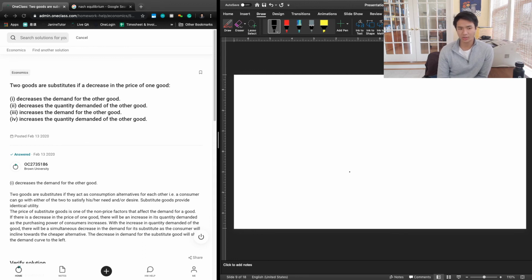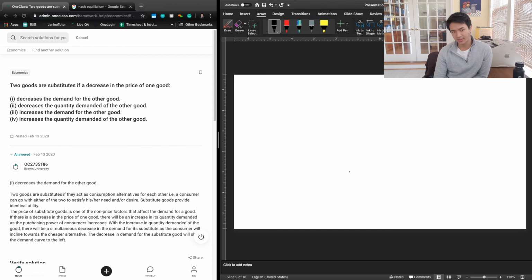So the first question is, are we dealing with demand or quantity demanded? And so when we're dealing with substitutes, that's a demand determinant. So it's not a change in price, it's a change in a determinant of demand. And that's going to decrease or increase demand overall. So it's not going to be quantity demanded, it's going to be a change in demand. So it's either going to be 1 or 3, not 2 or 4.